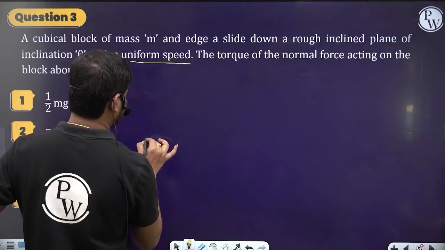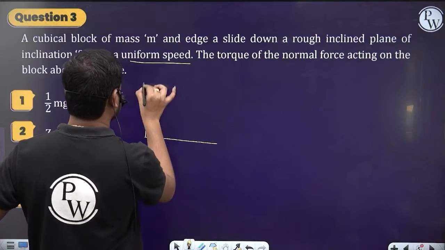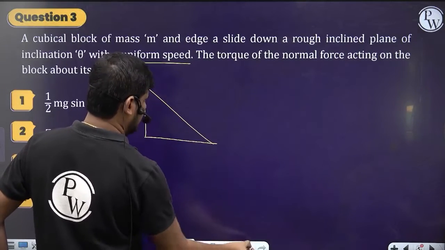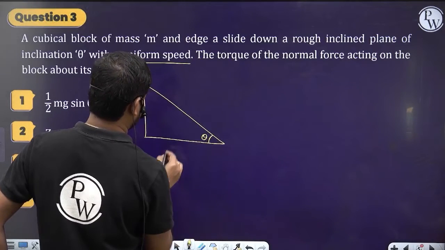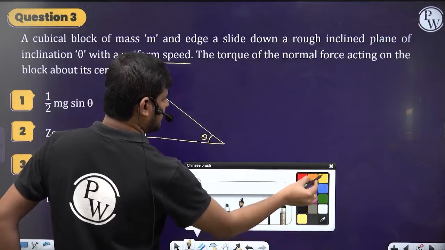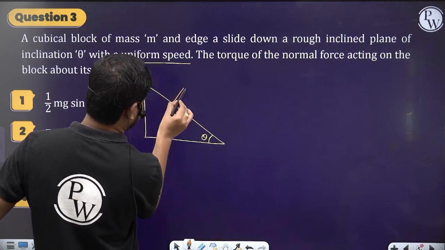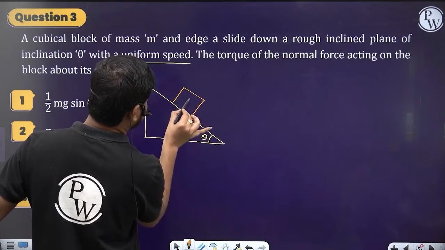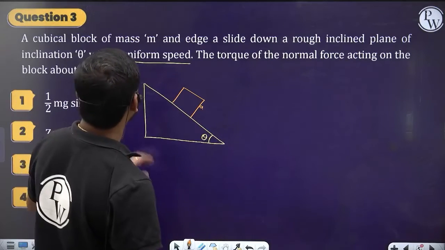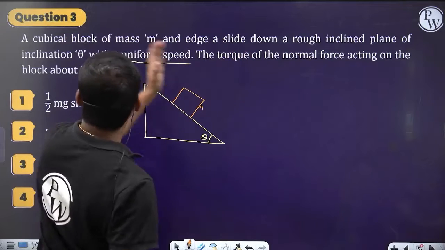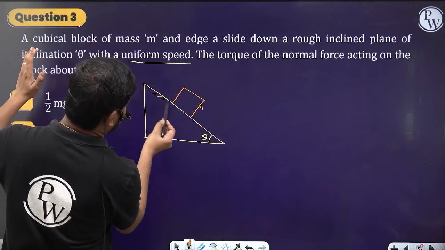See here. First imagine there is an inclined plane with an angle theta. And then there is a cubical block which is placed here, whose side is A. Each side of the cube is A. Then it slides down a rough inclined plane. So this is a rough inclined plane.